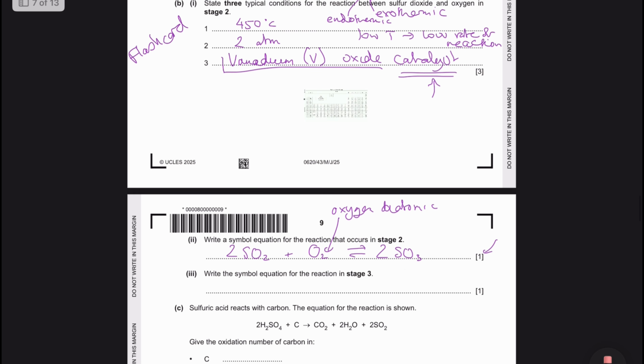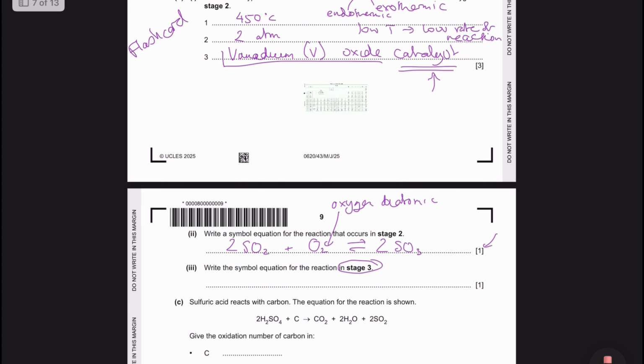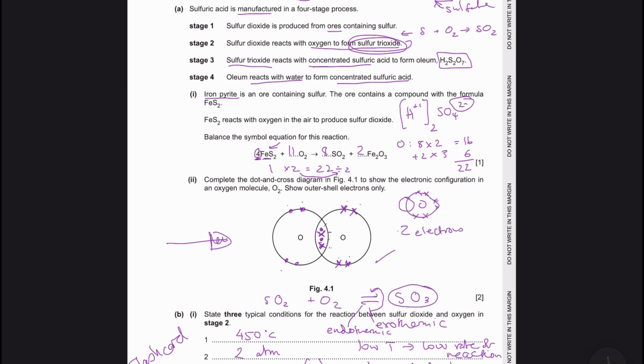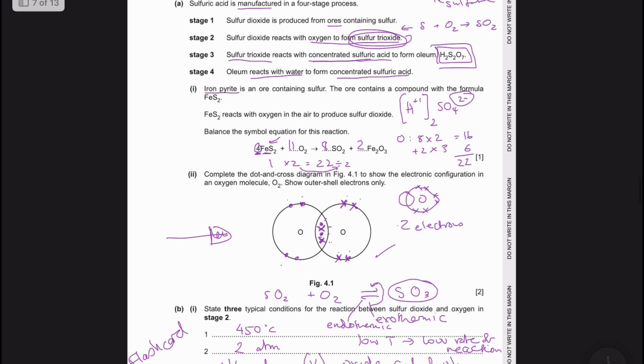All right, write the symbol equation for the reaction in stage 3. The answer to this one is in the question. We have to look at the information on stage 3. Sulfur trioxide, so sulfur with 3 oxygens, literally what we've just written. Sulfur trioxide reacts with concentrated sulfuric acid. This is the only thing we need to know for this question, because they've also given us what is made coming out of the equation. So let's write that. What's coming out of the equation is oleum, H2S2O7.